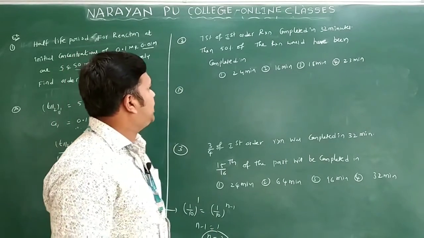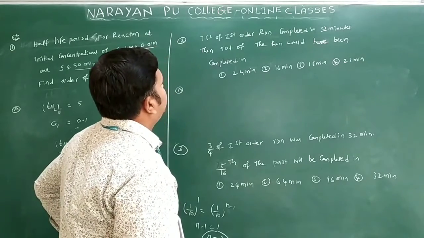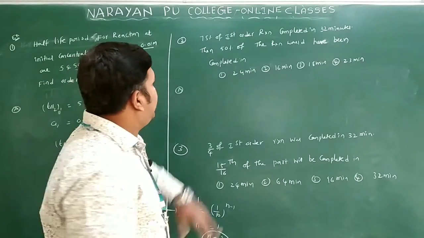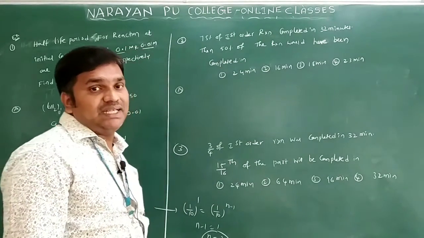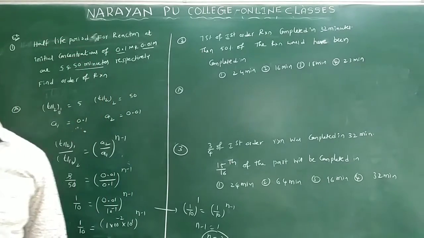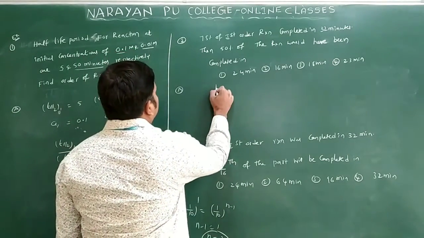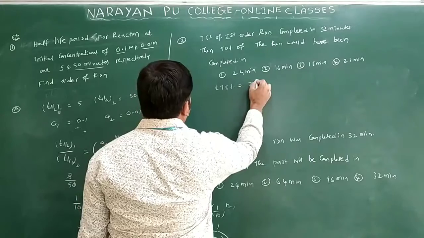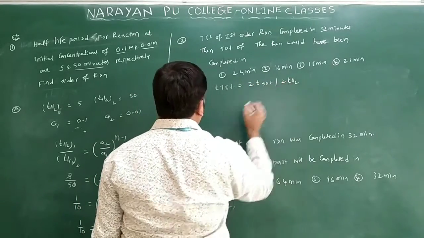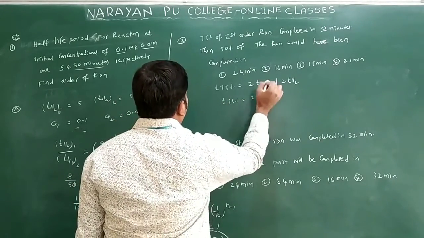Question number 2: 75% of a first order reaction is completed in 32 minutes. In how much time can 50% of the reaction be completed? T 75%, T 50%. 50% in the sense can I write T half here? So this is for which order reaction? This is for the first order reaction. For first order reaction, what relation do you know? T 75% is equal to 2 into T 50%, or 2 into T half. So I will take this relation. T 75% is equal to 2 into T half.